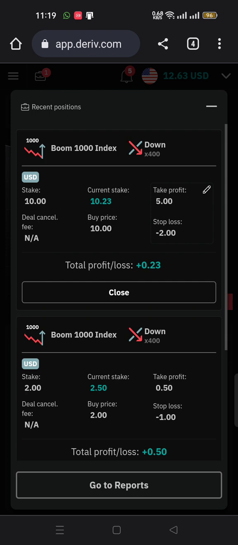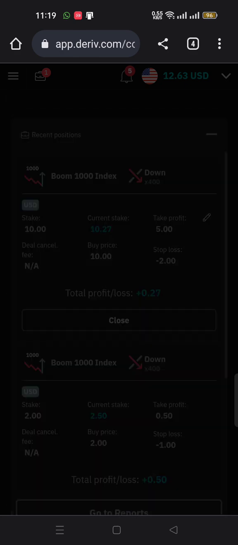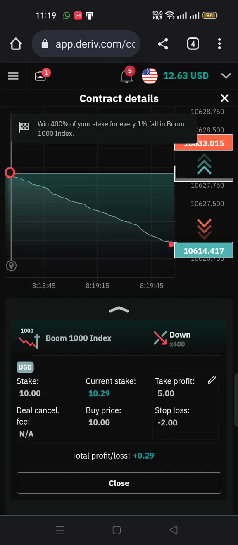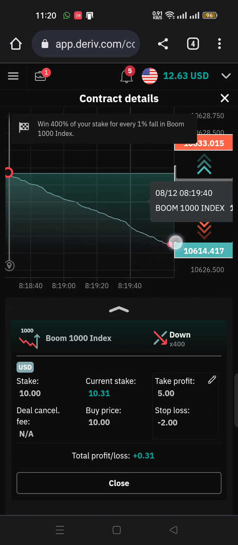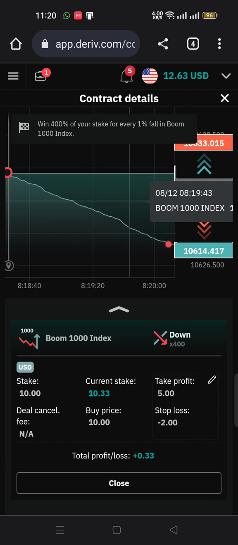So if that is going down, as we have predicted, that the Boom 1000 index is going down, we can check our graph and see how the graph is moving. The graph is moving downwards. We started from somewhere up here. We are somewhere here. So you can see on our total profit and loss here, that every tick, which happens every second, you are making something.